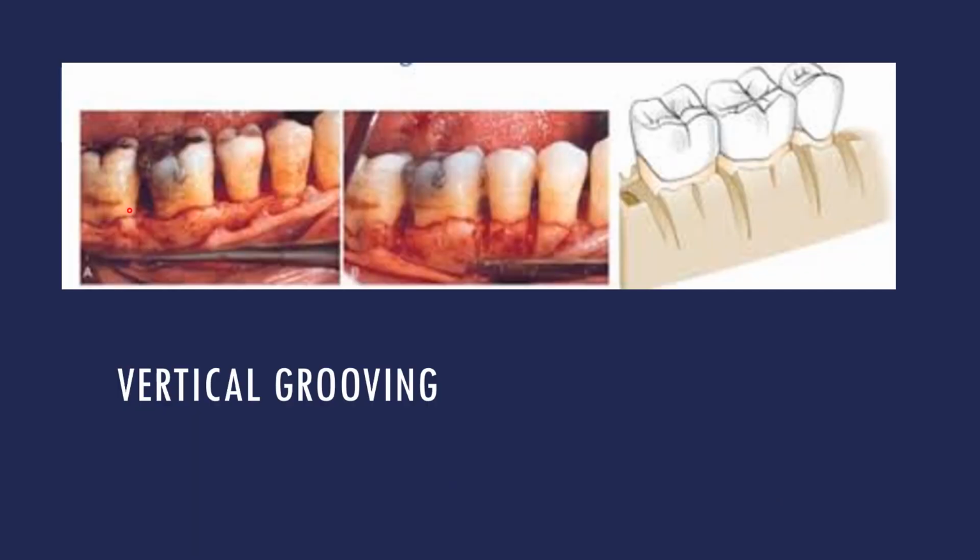You can see the thickened bone here. The flap has been raised, and you can see the thickened bone and the shallow craters. This vertical grooving has been done with carbide burs. This is clearer with this diagrammatic representation.